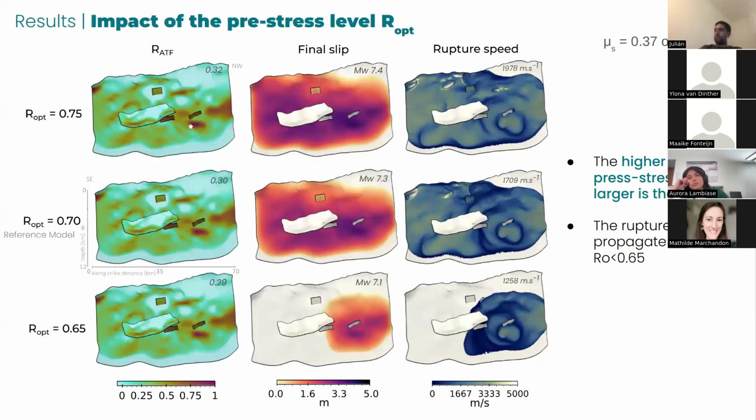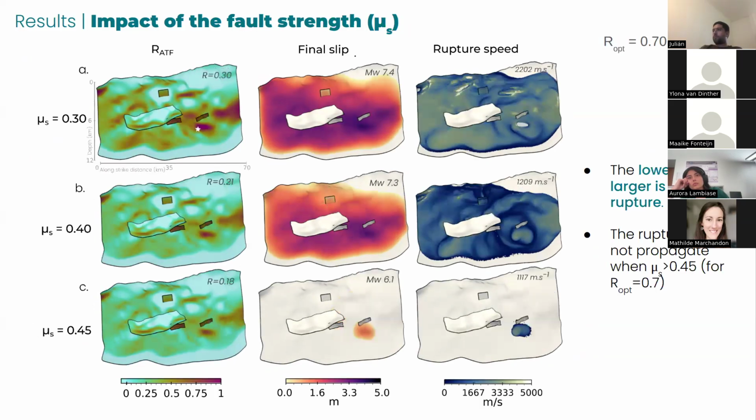Here we just test the impact of the pre-stress level. The higher the pre-stress level, the larger the earthquake. Here I test the impact of the static coefficient of friction, so the static fault strength, and without surprise, the higher the static friction, the smaller the rupture. If I use a static coefficient of friction higher than 0.45, then the rupture does not propagate.